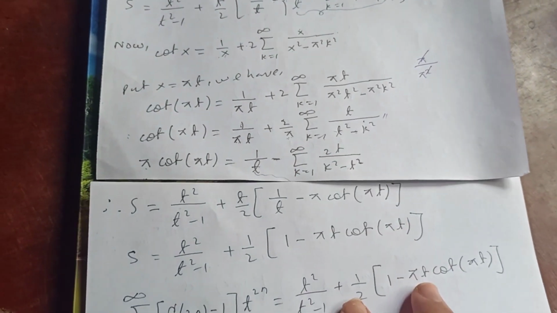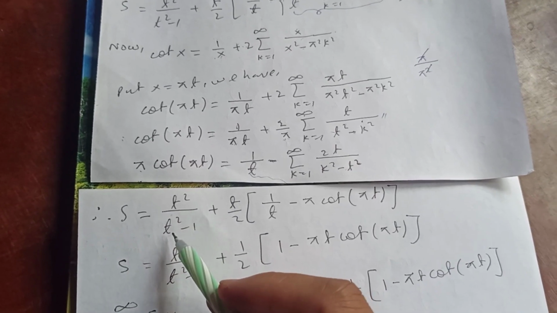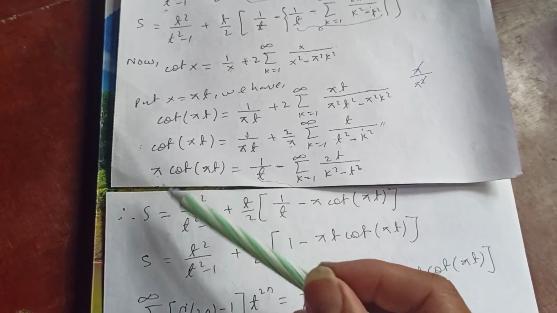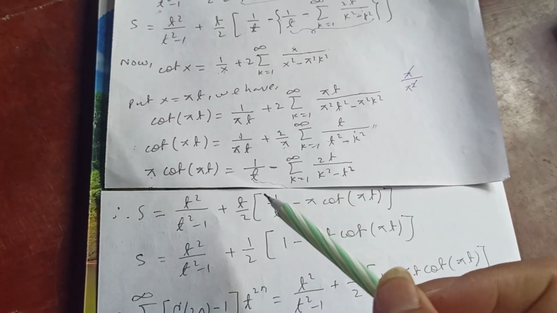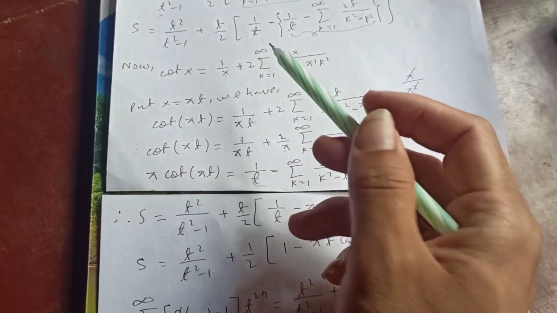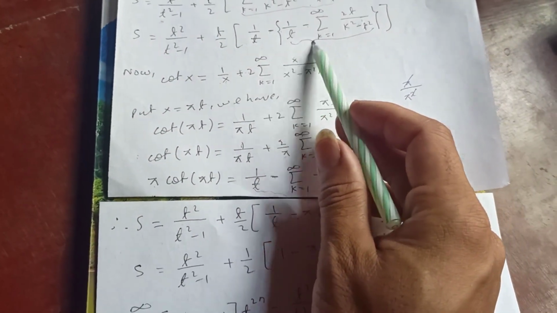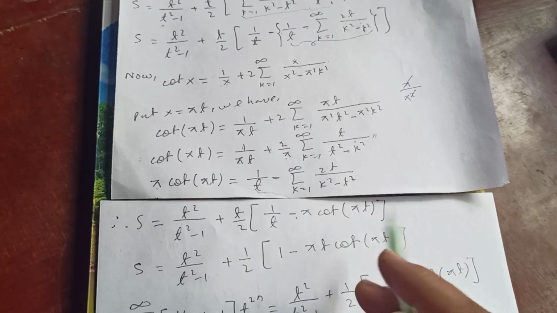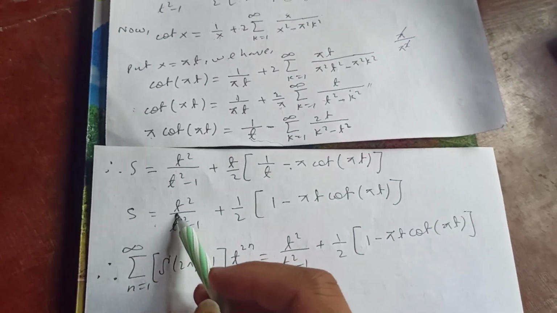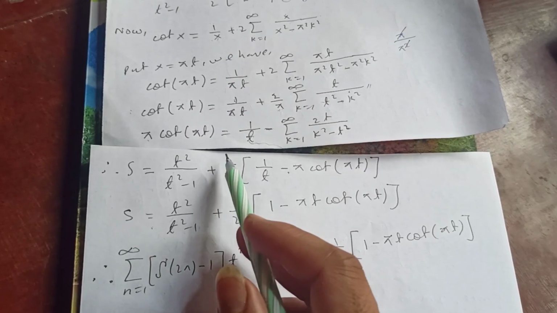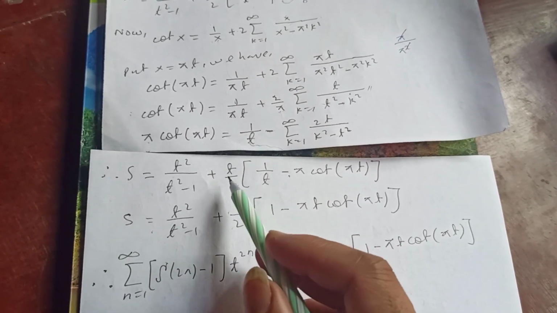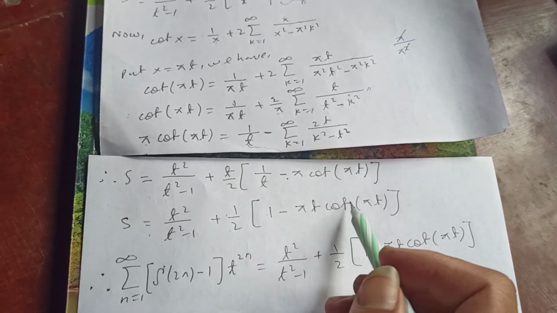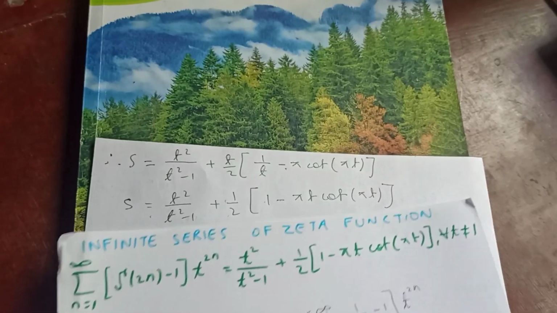Now let me continue in here. Therefore s is nothing but t square upon t square minus 1 plus t by 2 times 1 upon t, this one 1 upon t, minus, and this summation part is nothing but this part, so you get pi cot pi t. And you get s equal to t square upon t square minus 1 plus 1. Now t entering here, 1 by t times, if you enter here, this t and t cancel, so 1 minus pi t cot pi t. So which is our result now.